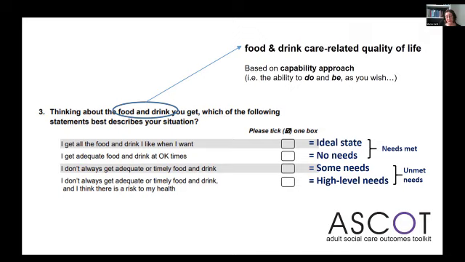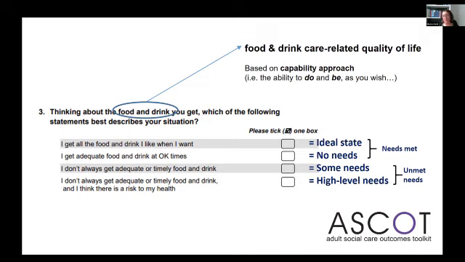Importantly, the very fourth answer does start to tap into when there might be a shortfall in the quality of care that could have a risk to someone's health. This is based on what we call a capability approach. Some people don't like the word capability approach because it makes people think of whether someone's capable or not, and that's not really what it is. It's a technical, philosophical term that's really about enabling people to do and be as they wish. So this is about helping people to live the life that they want to live. That's the sentiment of these questions, trying to see how far care enables people to achieve that.